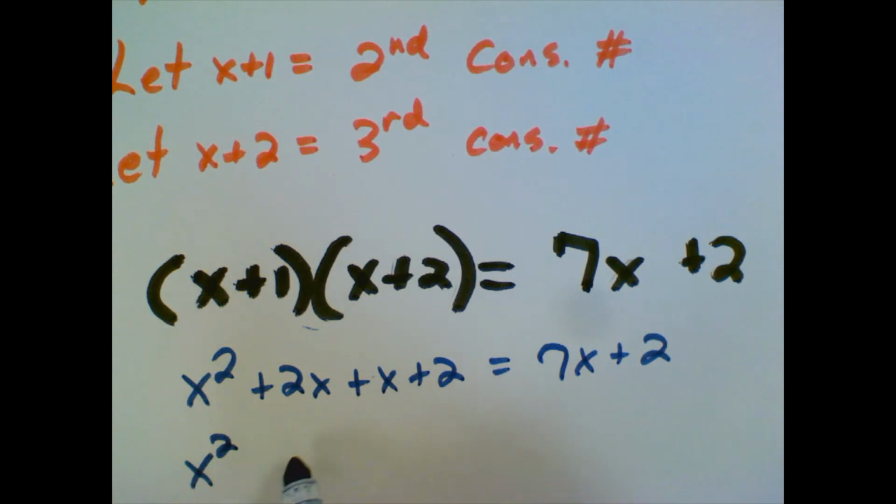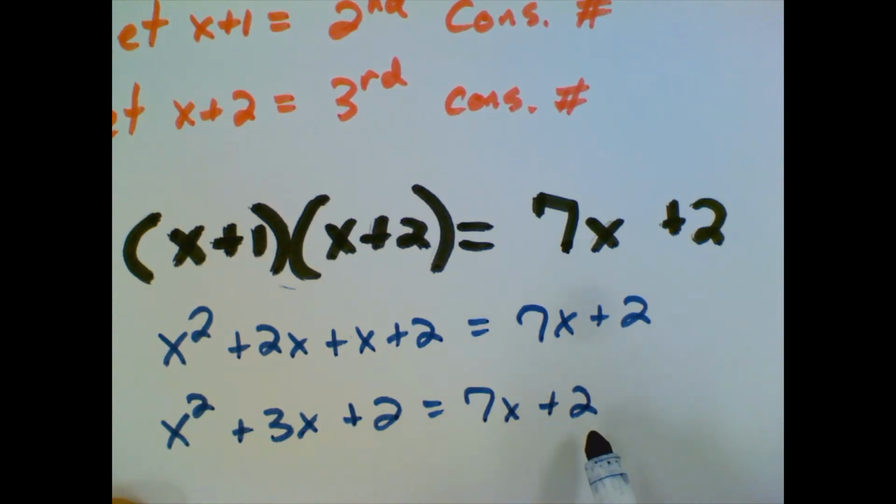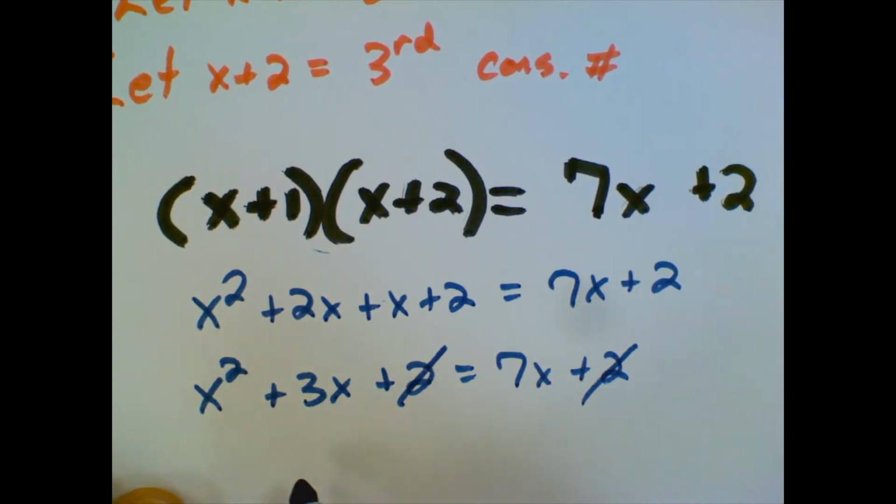So x squared, we get 3x plus 2 equals 7x plus 2. Now notice, if you have the same term on each side of an equation with the same sign, just cross them off. Alright, so I am now going to move this over here. So 7x from 3x is negative 4x. Okay, and that'll equal 0.